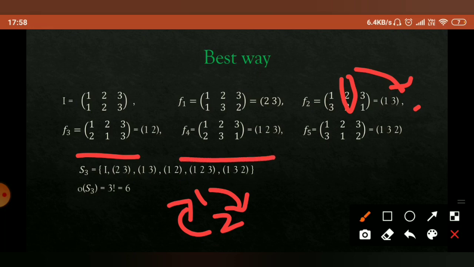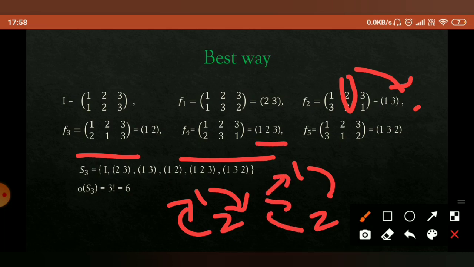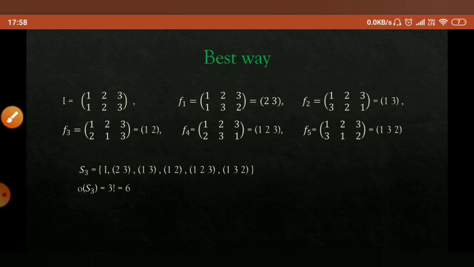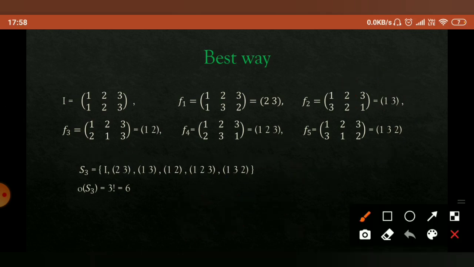In the next you can see all the elements are crossing, so the image of 1 is 2, the image of 2 is 3 and the image of 3 is 1. So this completes the cycle (1 2 3). In the next case you can also see the cyclic permutation. So here you can see the elements of S3, the set of permutations, has 6 elements.